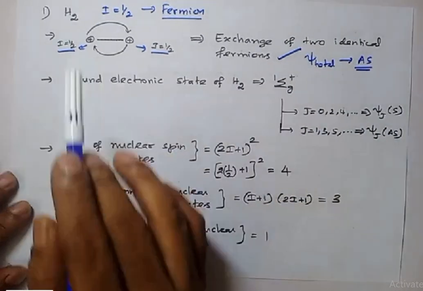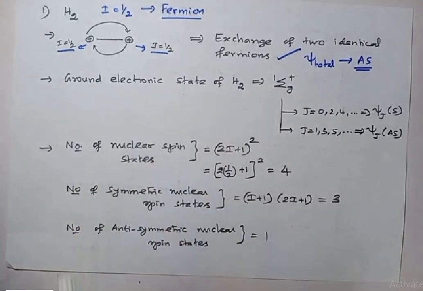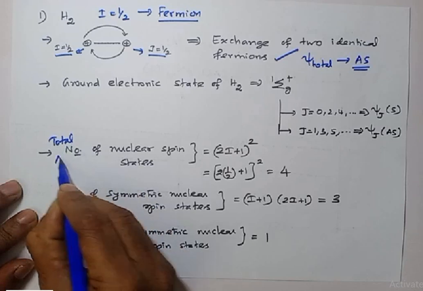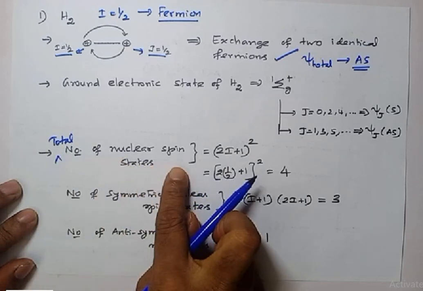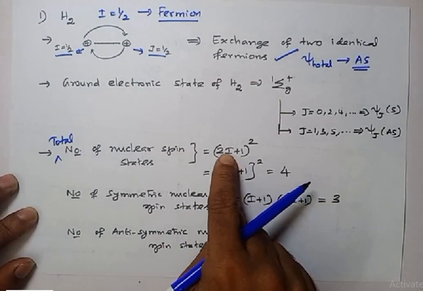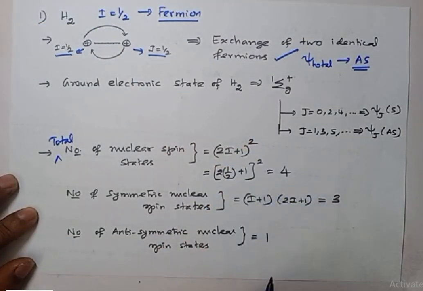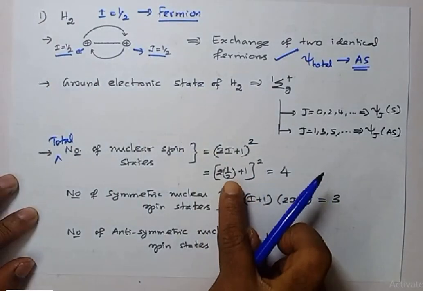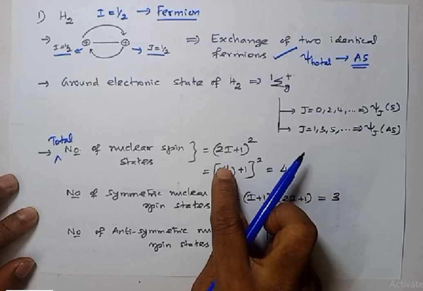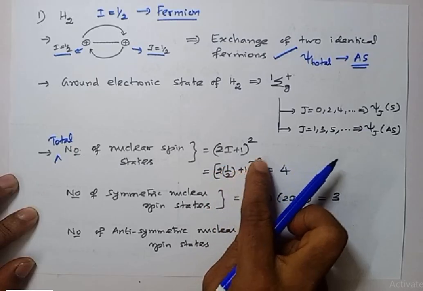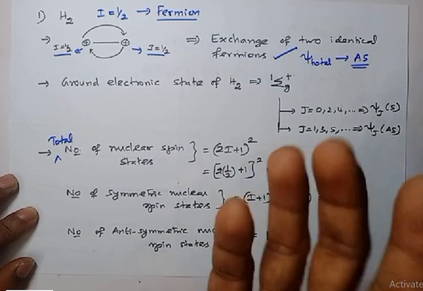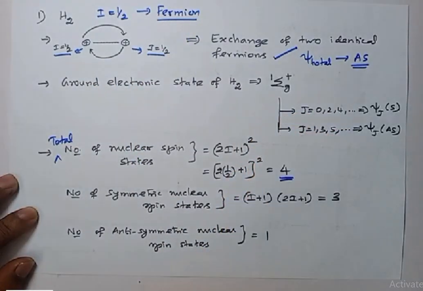In the case of the hydrogen molecule, how many nuclear spin states are there? Total number of nuclear spin states in the H2 molecule. Since it is a homodiatomic molecule, the formula is (2I+1) the whole square. 2 into I value, which is half, so in place of I you put half, plus 1, the whole square. Here 2 cancels, so 1 plus 1 is 2, and 2 squared is 4. So the hydrogen molecule has totally 4 nuclear spin states.